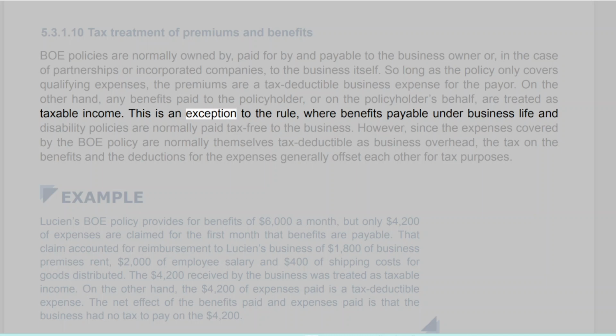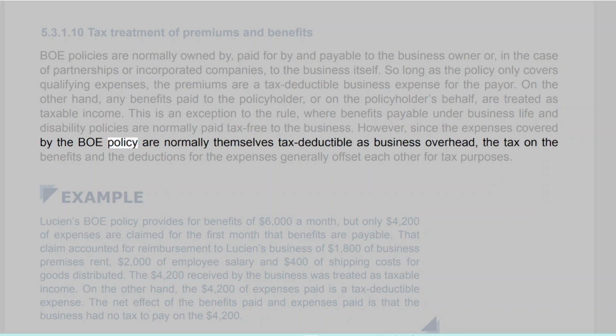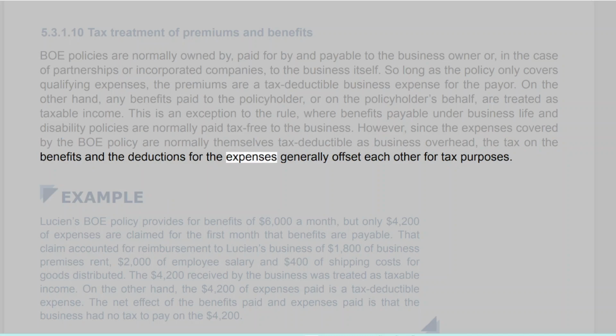This is an exception to the rule, where benefits payable under business life and disability policies are normally paid tax-free to the business. However, since the expenses covered by the BOE policy are normally themselves tax-deductible as business overhead, the tax on the benefits and the deductions for the expenses generally offset each other for tax purposes.